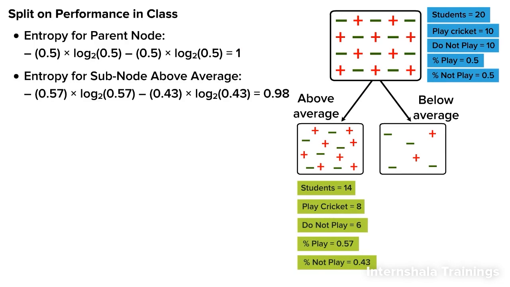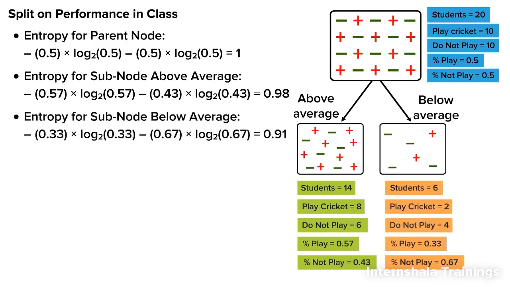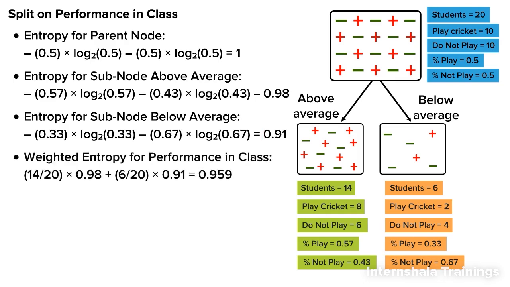Similarly, for the sub-node above average, the probability of playing is 0.57 and the probability of not playing is 0.43, and hence the entropy will be around 0.98. For sub-node below average, the probability of playing is 0.33 and the probability of not playing is 0.67, and hence entropy is 0.91. Finally, the weighted entropy for the split on performance in class will be the sum of weight of that node multiplied by the entropy of that node. For performance in class, entropy will be around 0.959.